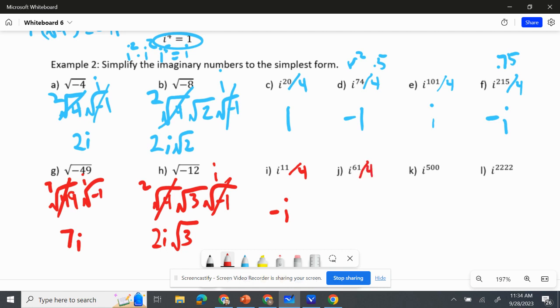61, if you divide it by 4, it goes around 20 times and then has a remainder of 1. So that means our answer is i. And 500 goes in evenly, so that would be 1. And 2,222 has a remainder of 2, or 0.5, so that means that it's negative 1.